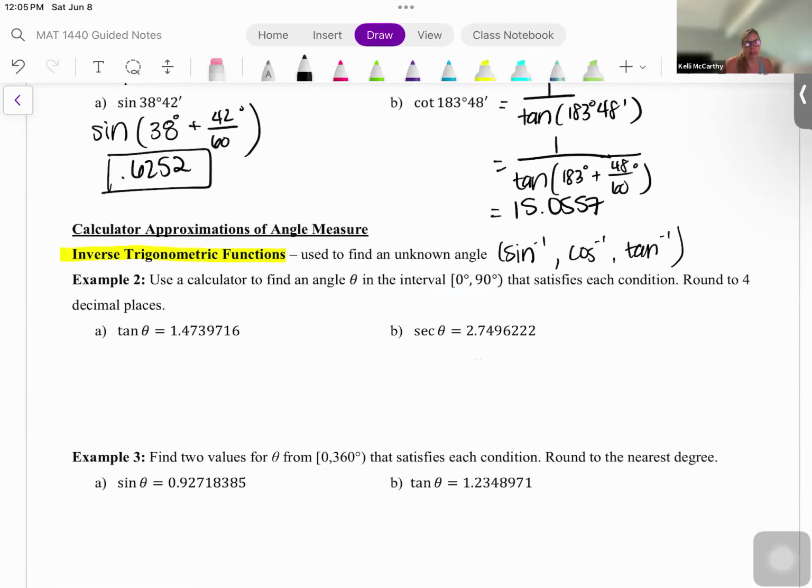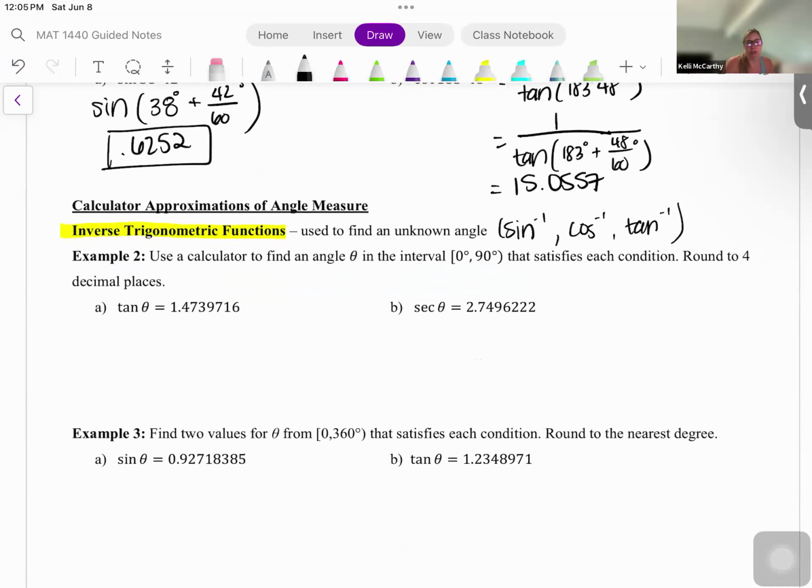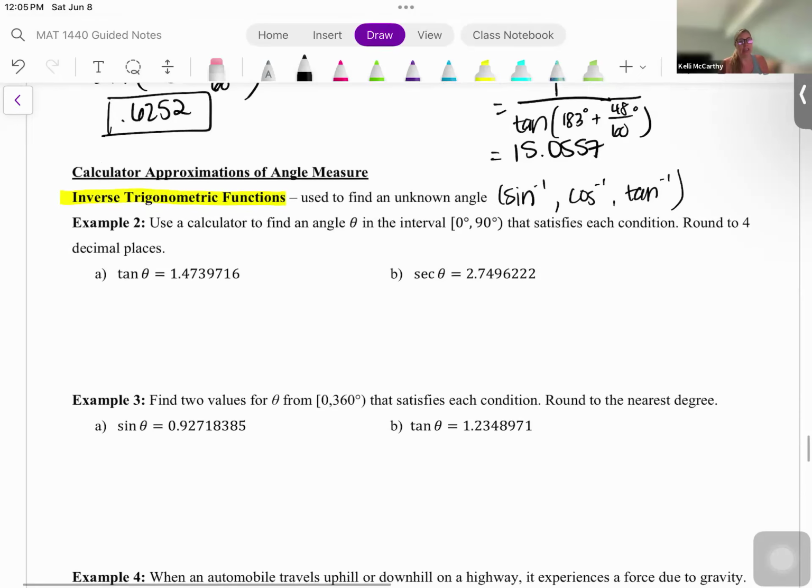Use a calculator to find an angle theta in the interval from 0 to 90 degrees that satisfies each condition. Tangent of theta equals 1.4739716. So to do this, we're going to isolate theta, or solve for theta. Theta is going to be equal to tangent inverse of 1.4739716.